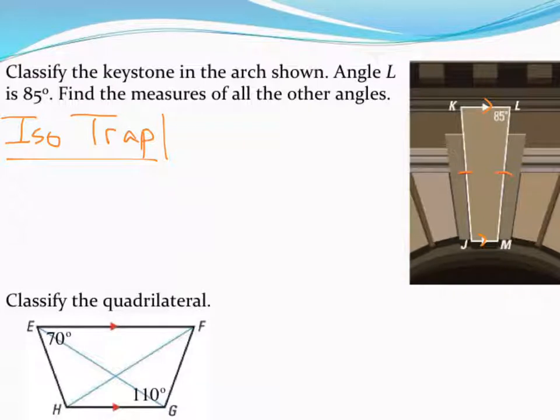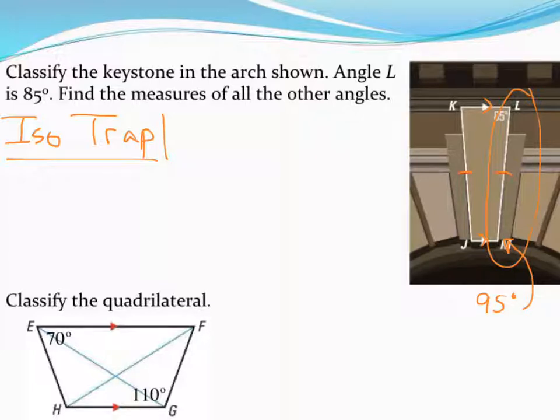So now that I know what it is, let's find the measure of all the angles. Well, because it's a trapezoid, it's in the trapezoid family, so that property we just used still works. Those two angles that are on the same leg still need to add up to 180 degrees. So angle M needs to be 95 degrees. The other two angles on the other leg are not given to us.